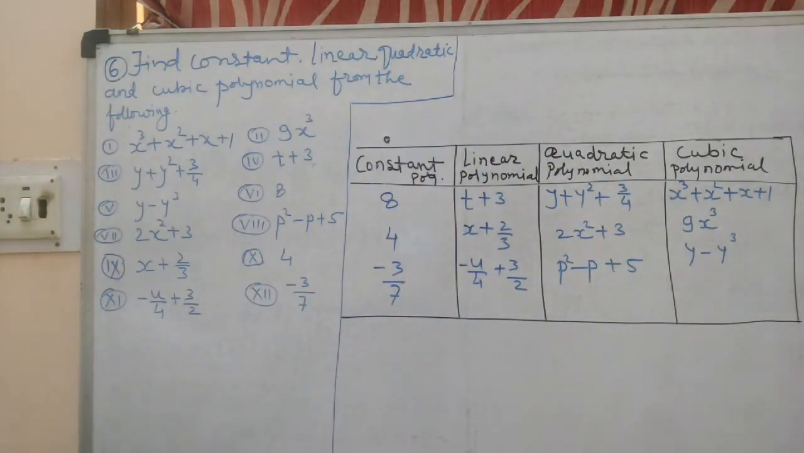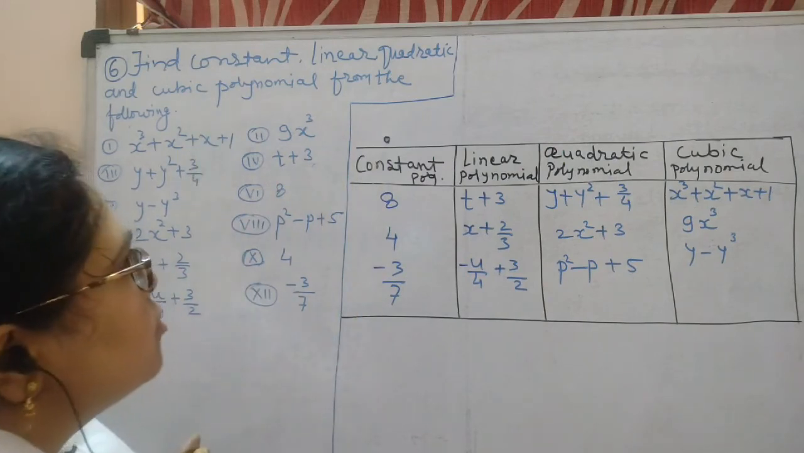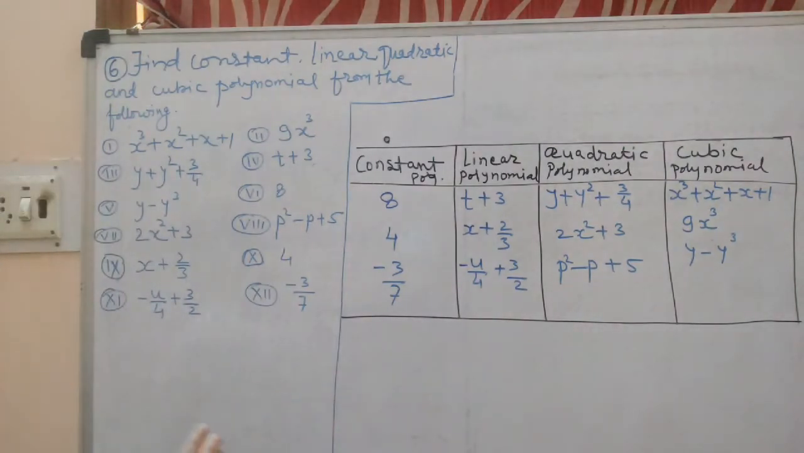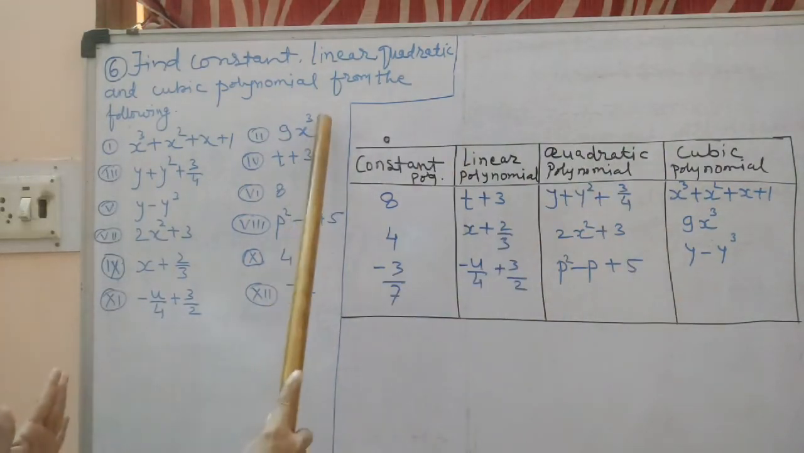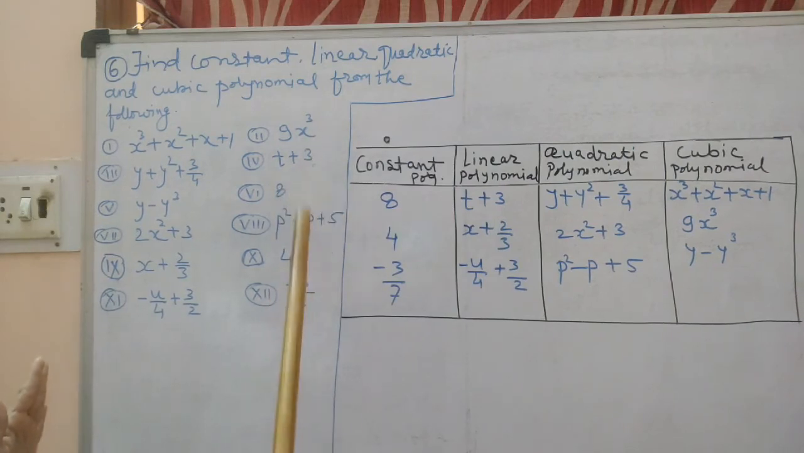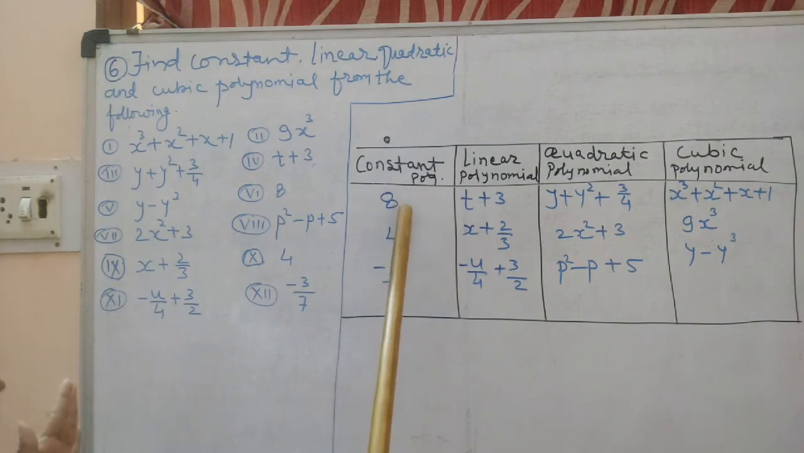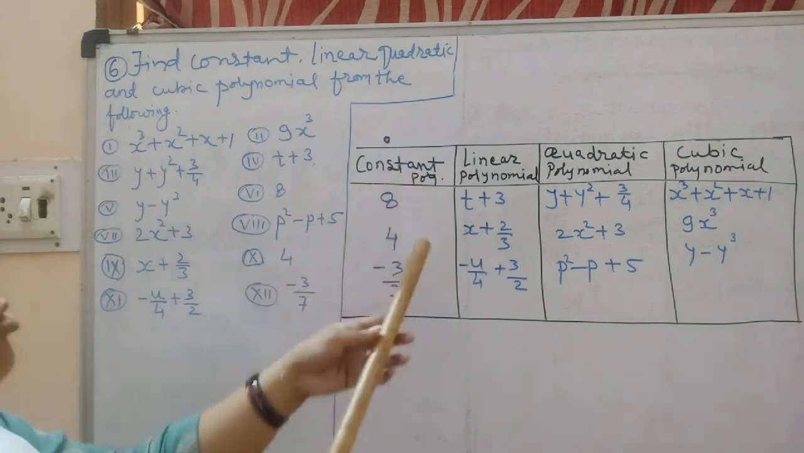Okay, now see what a constant polynomial is. Constant polynomial means an expression which has no variables. Okay, which has no variables. So see in this question, 8, 4 and minus 3 by 7 have no variables. So these are constant polynomials.